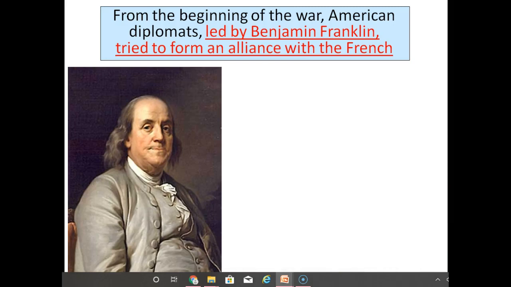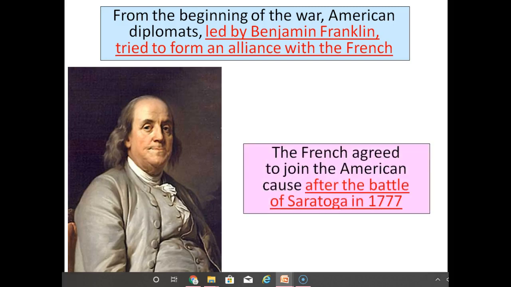From the very beginning of the war, Benjamin Franklin tried to form an alliance with France. So we knew that we needed support from someone else. We knew that France did not get along with Great Britain, hence the French and Indian War, if you remember that from just the other day. So their focus was, how can we align ourselves or get support from France?